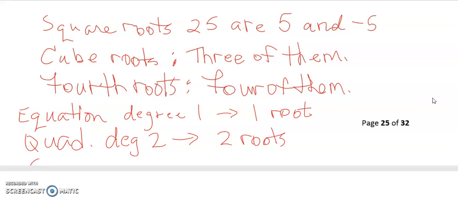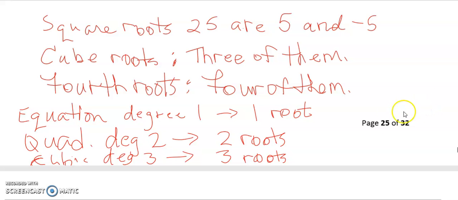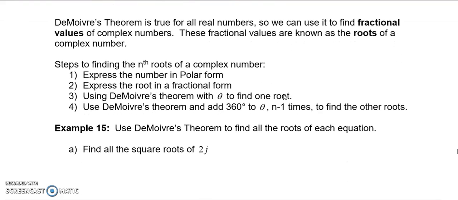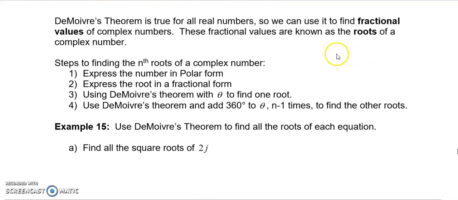You could have also something called a cubic. Oops, I'm out of space. You could have a cubic equation, that's degree 3. And a cubic equation always has 3 roots, and so on. If you had a 4th degree equation to solve a polynomial equation, that would have 4 roots, and so on. So a couple of those things I want you to keep in mind now as we use de Moivre's theorem to find roots. And here's what we do.